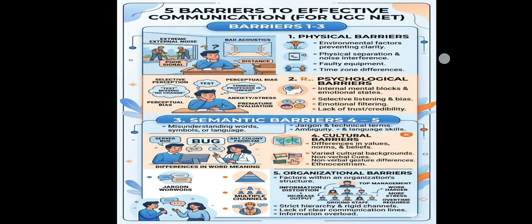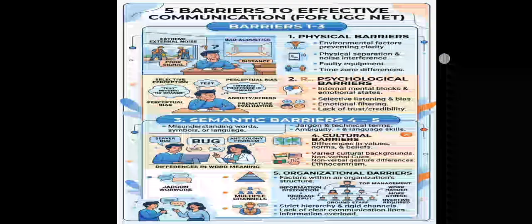First is the environmental factors and noise interference. Think about trying to listen to a lecture while a massive construction drill is operating right outside the classroom window. That literal external noise disrupts the sound waves. In the slide, this is depicted beautifully as extreme external noise and bad acoustics. If a room has terrible echo, the physical environment itself is actively working against clear communication.